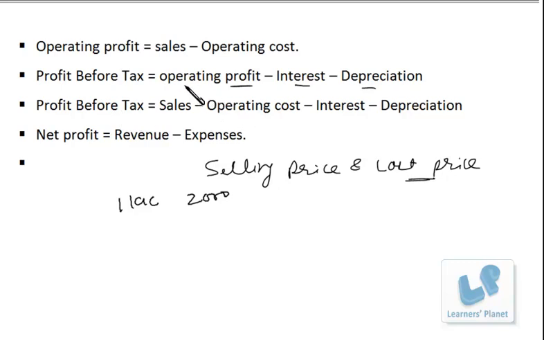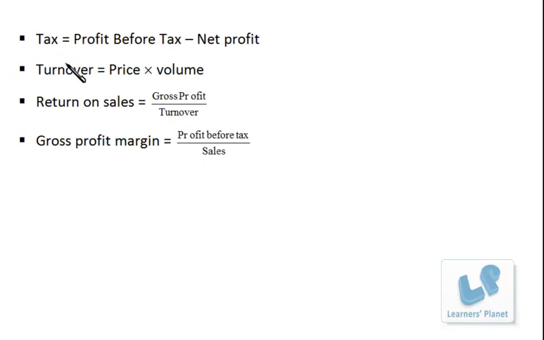So if instead of operating profit I put sales minus operating cost, then we get this formula. Now what is net profit? That is revenue minus expenses. That means all the expenses taken together. If you deduct all the expenses, that means the expenses of interest, depreciation, manufacturing expense, and every expense, then you will get the net profit, right? Now what is tax? That is profit before tax minus net profit, right? That we have already discussed.